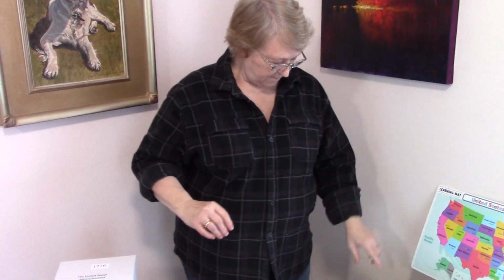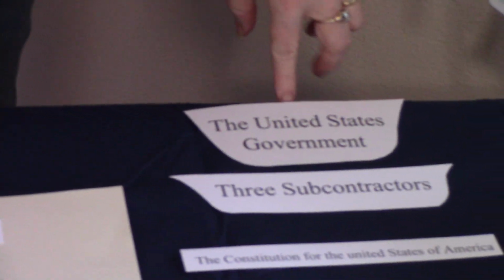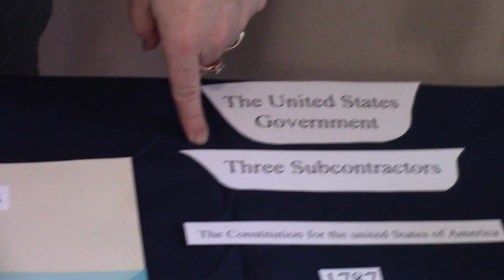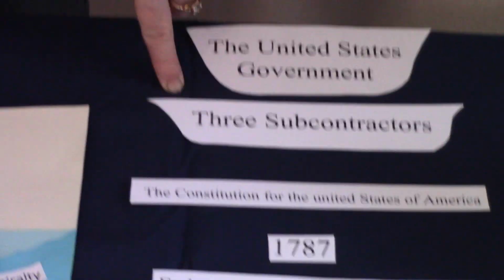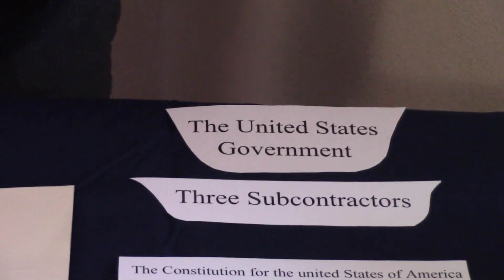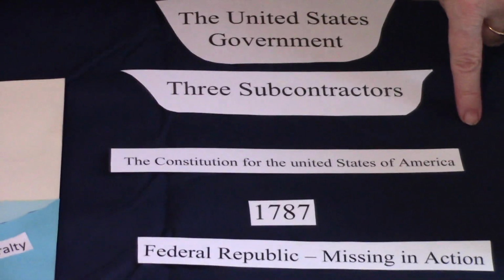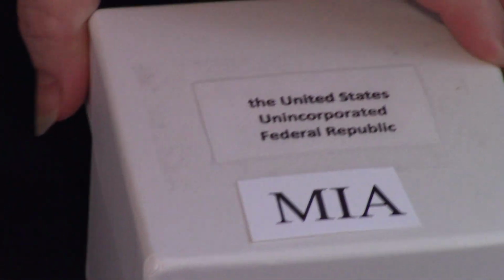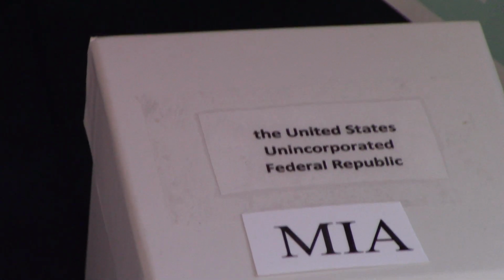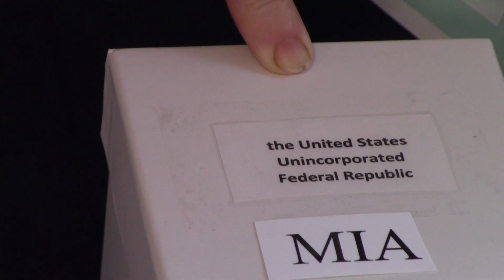In addition, we have the United States government, and that involves three federal subcontractors, and they all operate under constitutions. Again, here we have the Federal Republic, which was run by the Confederation of States, and it too has been missing in action since the 1860s.